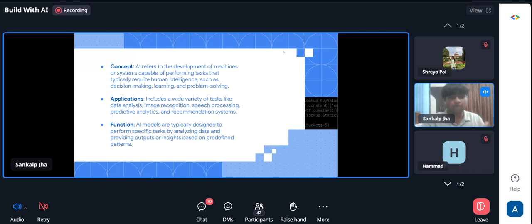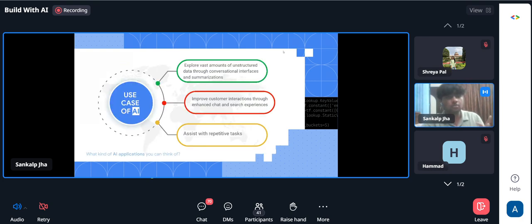Okay, talking about the functions, AI models are typically designed to perform specific tasks by analyzing data and providing outputs or insights based on the predefined patterns. So that is basically मैंने बताया कि we have given data to train upon, and once they are trained on the data, they can understand and debunk the patterns which they have already trained upon, or something which they're not trained upon, but they're able to figure out on their own.